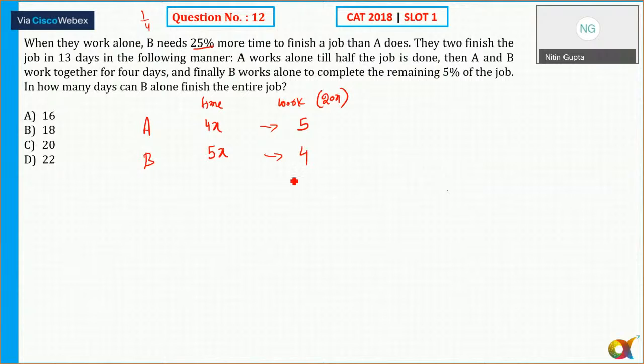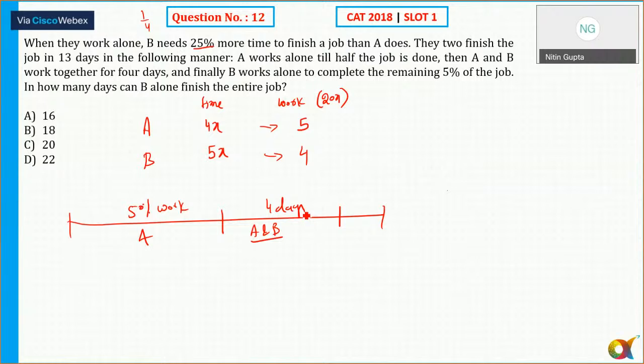Now, it says A works alone till half the job is done, meaning 50%. So if this is the total work, then 50% of the work is completed by A alone. Then A and B work together for 4 days. And finally, B works alone to complete the remaining 5%. So in the last, that 5% of the work is completed by B alone, and the work is now completed. So now let's see how the work can be done.